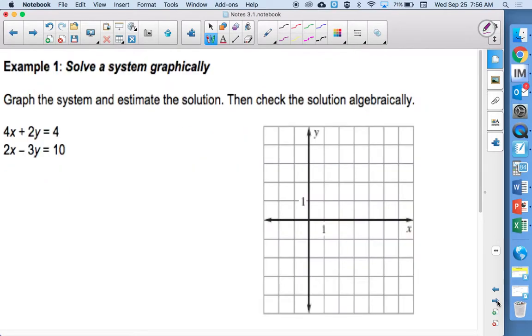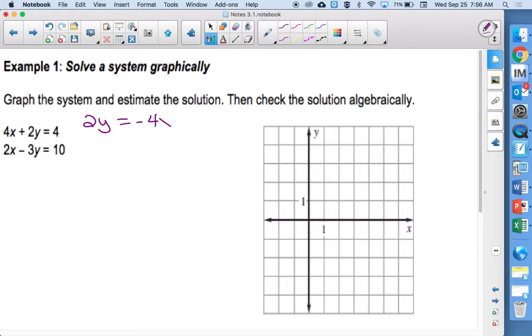So if you look at the first one, it says to graph the system and then it says to estimate the solution. And then it also says to check the solution algebraically. So we have 4x plus 2y equals 4, 2x minus 3y equals 10. Cole, what do you think you would need to do first to graph these two equations? Yeah, we're going to have to get them in y equals mx plus b form. So to graph them, we need to have y by itself so that we know what the slope and the y-intercept are.